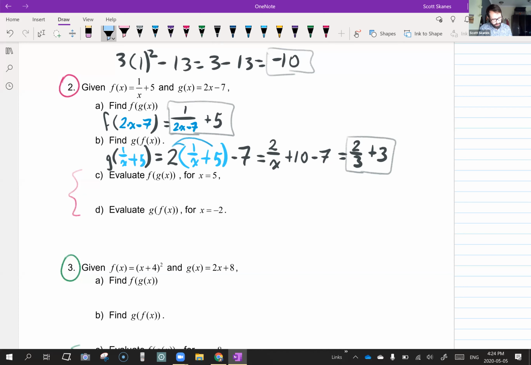We already have f of g of x. It's this one. So we just put 5 in for that. So 1 over 2 times 5 minus 7 plus 5. If you solve that, let me see if I have, yeah, plus 5. Yeah, so it should give us 16 over 3 if you solve that out.